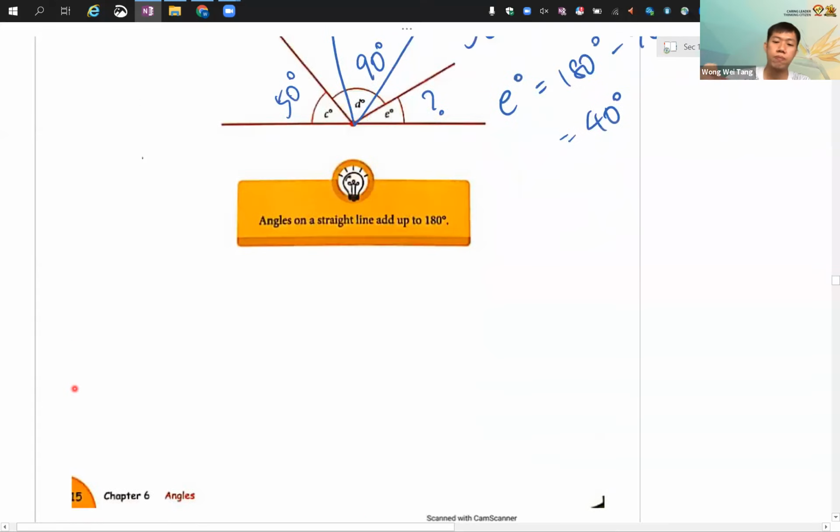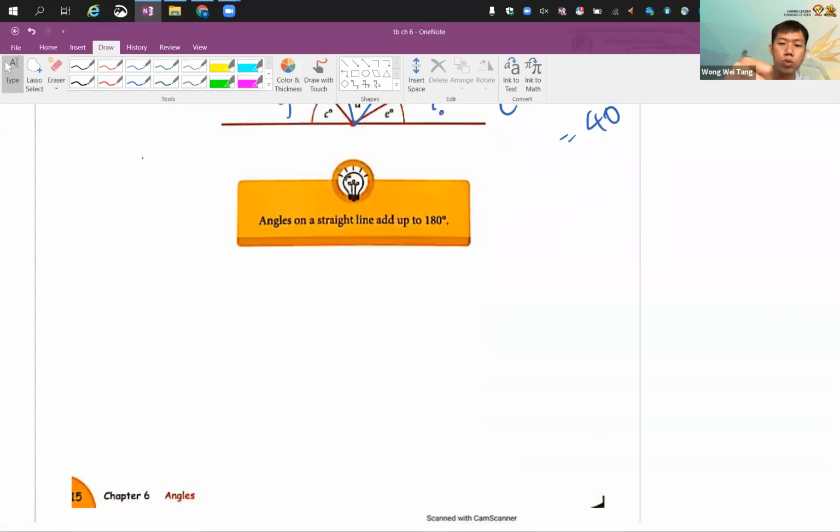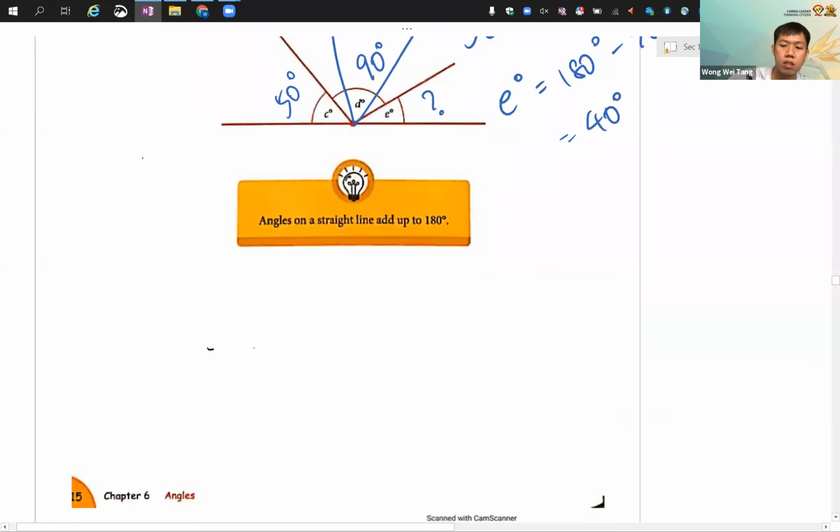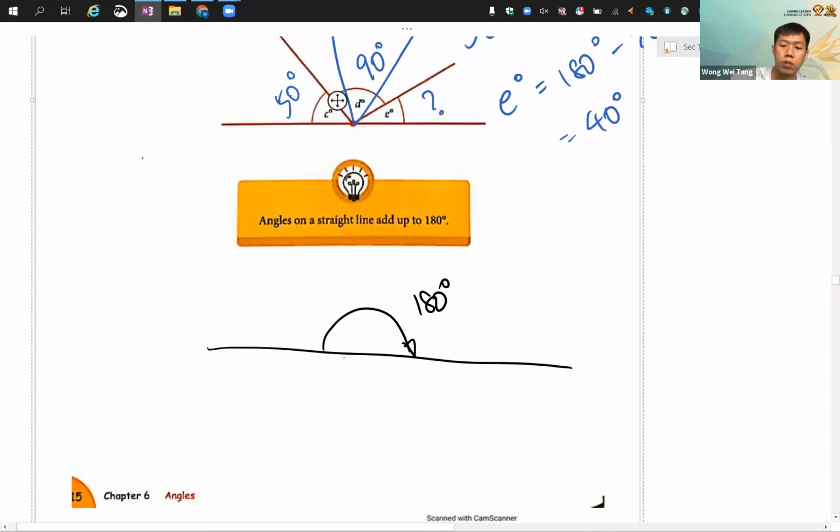So now I have another question. If we were to put two straight lines, so we know that this is 180 degrees. What about the angle at the bottom?